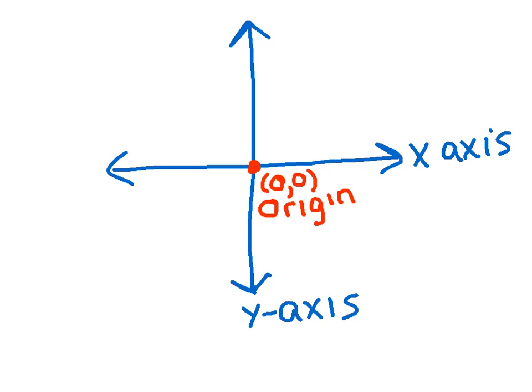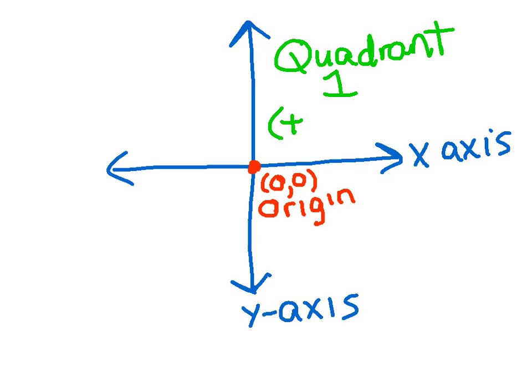First we have quadrant 1 right here. And to get into quadrant 1, you have to go right, which is positive, and up, which is positive. So all of the ordered pairs that land in this quadrant, quadrant 1, are going to be a positive x and a positive y.